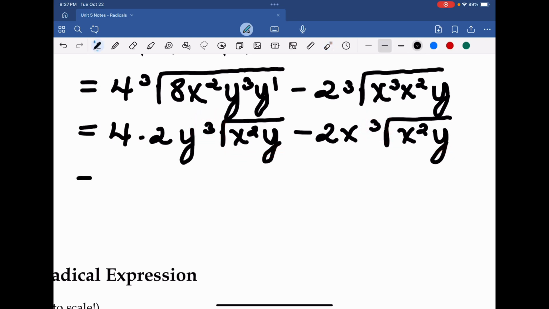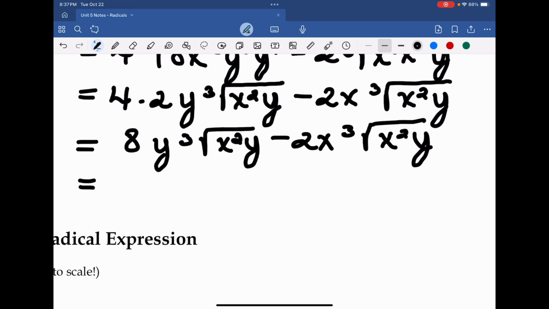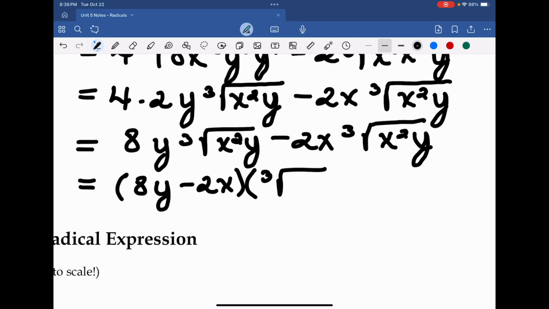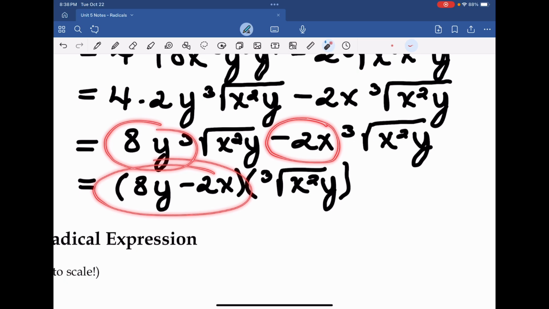If that's true, we can put together our coefficients. This is going to become 8y, the cube root of x squared y, minus 2x, the cube root of x squared y. From here, I'm going to put together those two coefficients, 8y minus 2x, and I'm going to factor out the GCF of the cube root of x squared and y. So if we see that this term is the same for both of them, which in this case we have an x squared y that are both being cube rooted, that can be factored out as a GCF, and we pair together the outside terms in one binomial here.